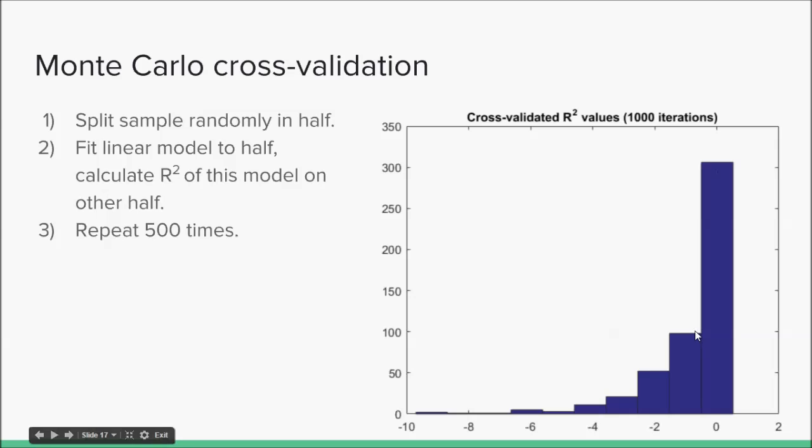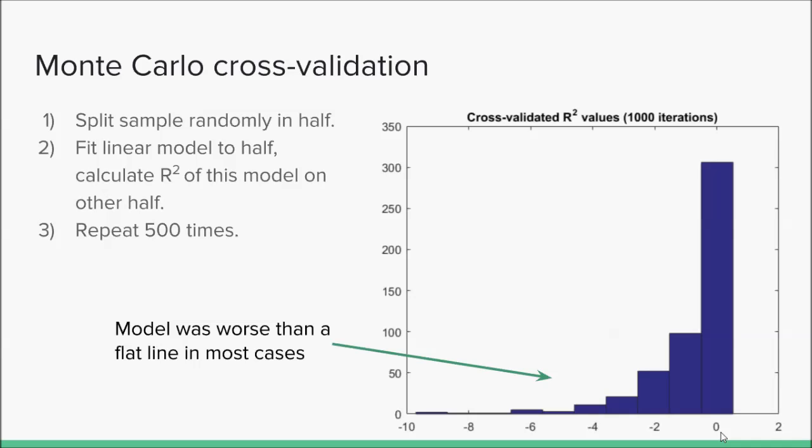But the remaining iterations are actually producing negative r-squared values. And you might say, how does that even make sense? It's r-squared. How can you get a negative with a squared value? You actually can, because in this case, an r-squared is not just an r value squared. So what a negative r-squared value means is the model was actually worse than a flat line in most cases. It explained less variance than the variance in the data set itself.